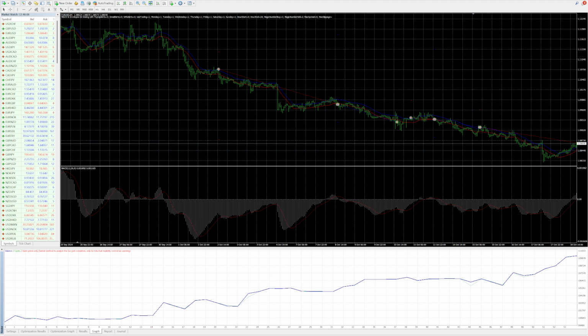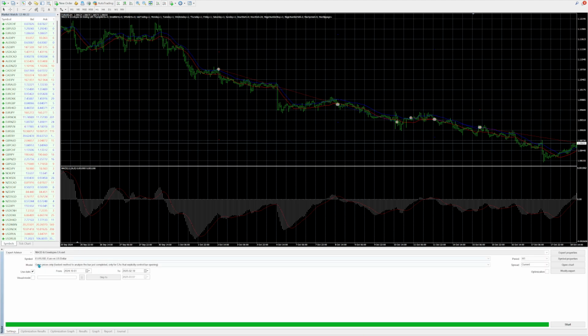So here we have the MT4 trading platform with the strategy tester window. That's just a very rough test that I ran just now with the EA. Come here to the strategy tester window. You can see we have the MACD and Envelopes EA loaded there. For the symbol, we've chosen the Euro US dollar. For the period, we've chosen the 1 hour chart time frame.